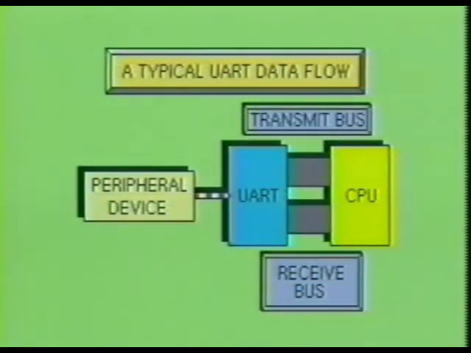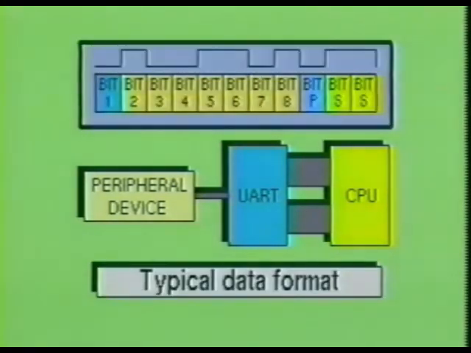As you can see, the universal asynchronous receiver-transmitter integrated circuit communicates in parallel with the CPU and outputs or inputs data in serial form to the connected peripheral device. This classifies the UART as a serial I/O device, since the data is handled in serial form to and from the peripheral device. Here you see the typical data format for a UART device.